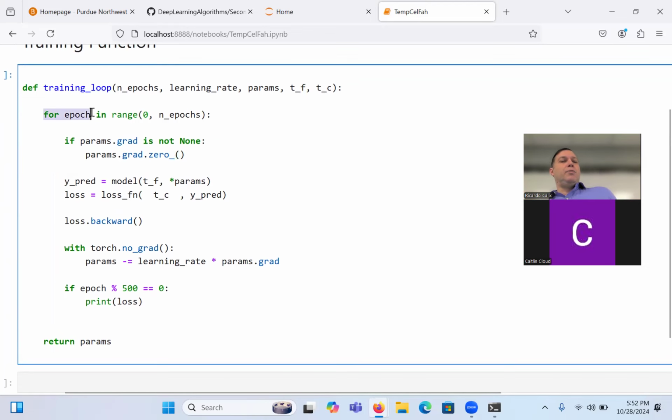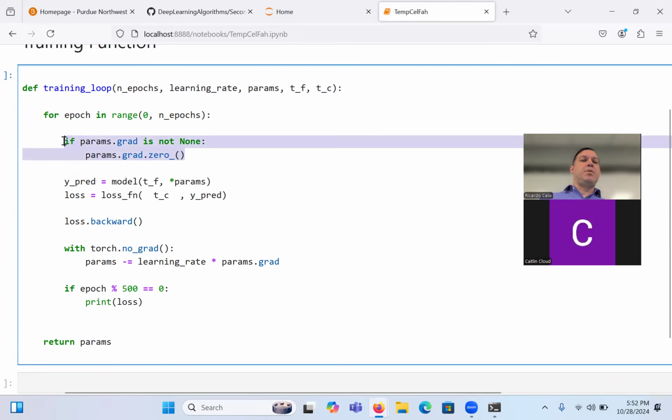So I have a for loop for epoch in range n_epochs. So that means I'm just going to repeat this, let's say 100 times. Notice that I do this: if params.grad is not None, params.grad.zero_(). You had seen this before. There were 3 steps whenever we were training, right? Zero out grads, backward, step. Those 3 things you always do.